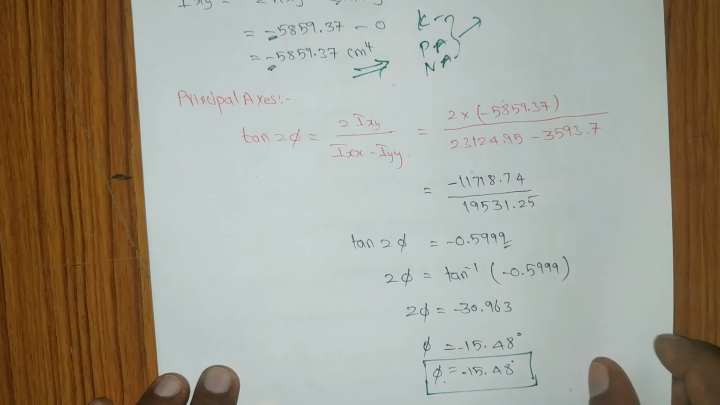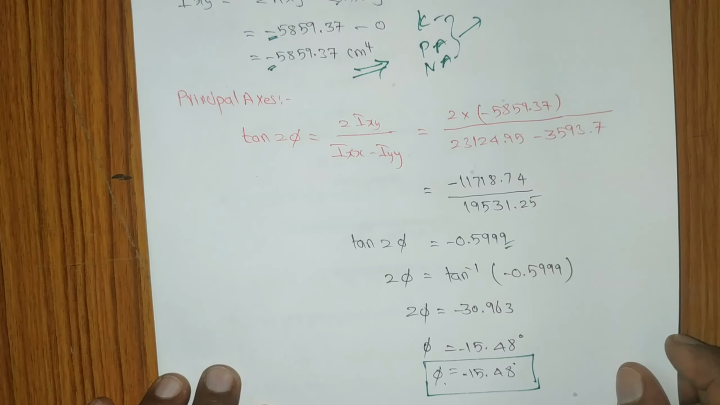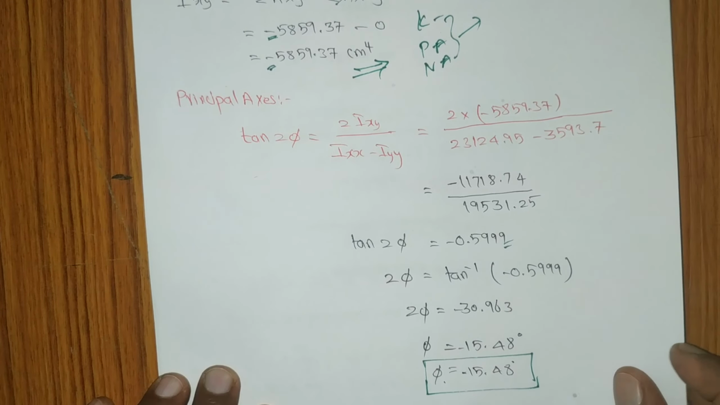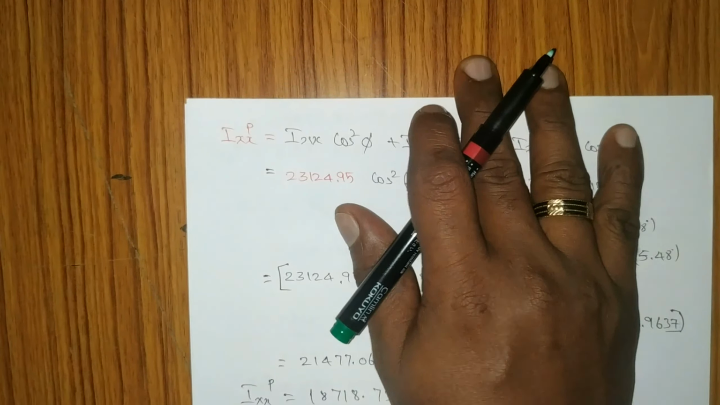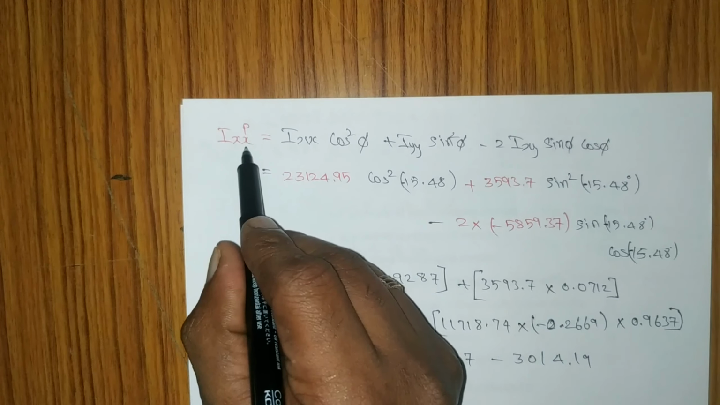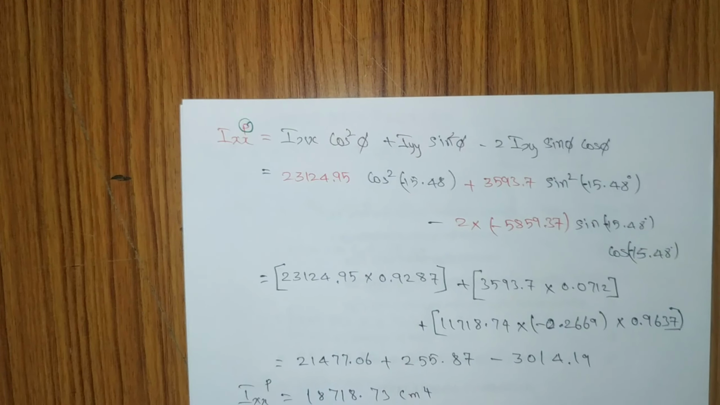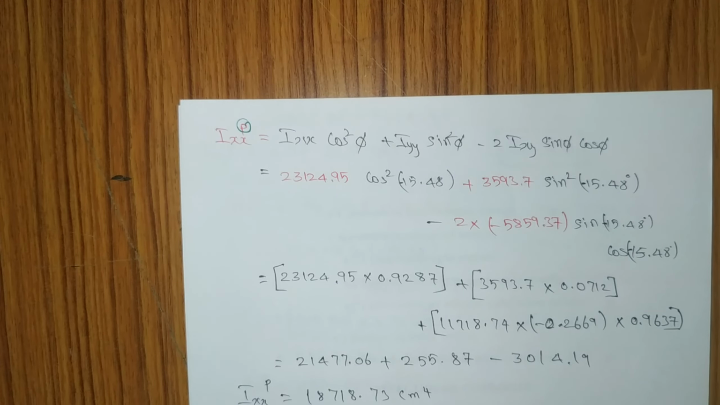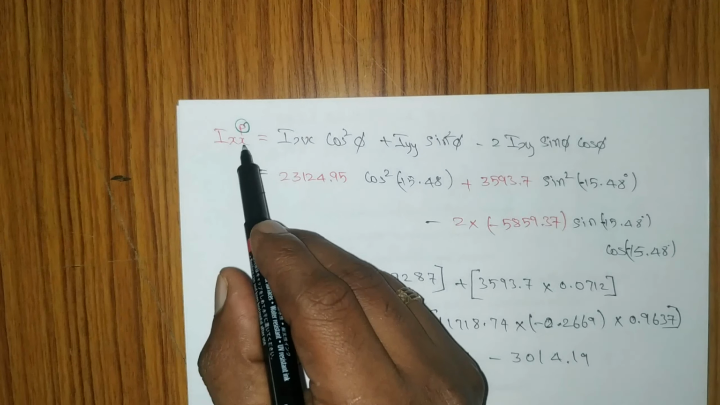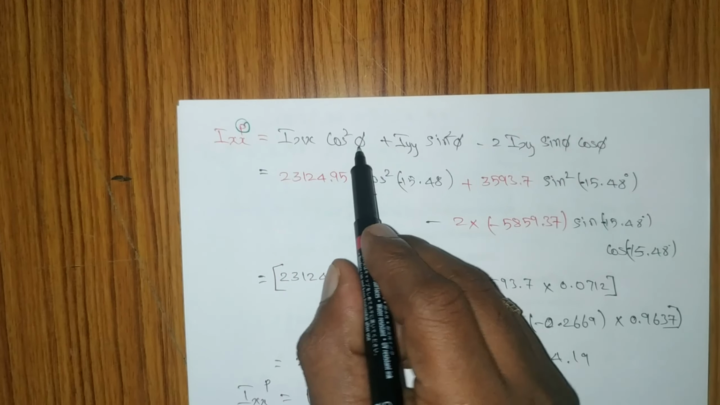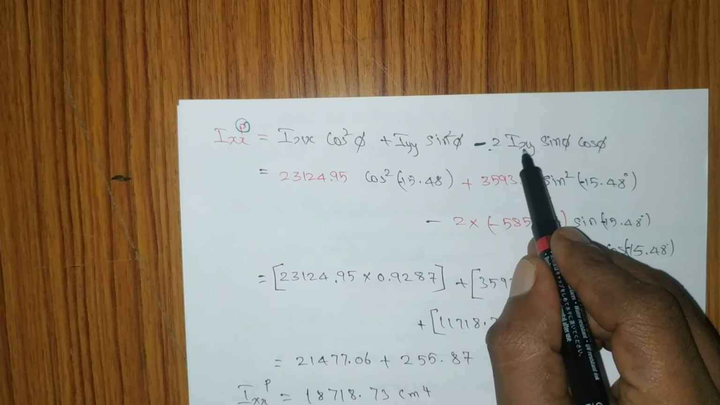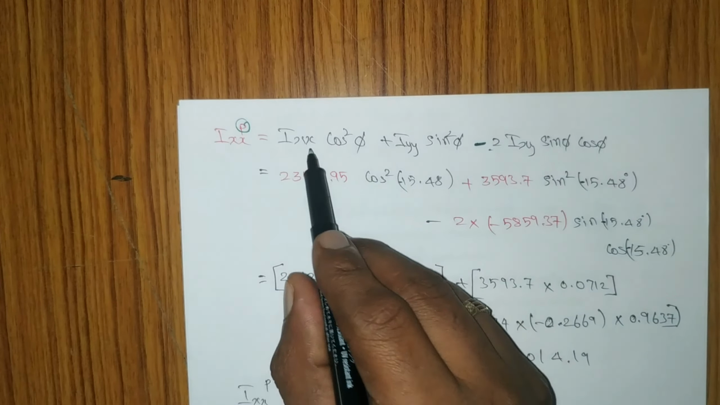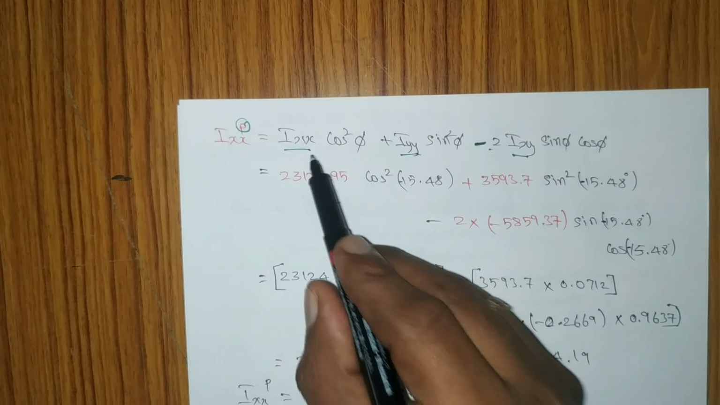Now we are going for the moment of inertia for each principal axis. I mean Ixx principal and Iyy principal, and Ixy principal axis we need to find out. Then we will go for the bending stress formulas. So here we are finding the value of Ixx principal axis, using Ixx, Iyy, Ixy as the reference values. Then Ix principal axis means Ixx cos²φ plus Iyy sin²φ minus 2Ixy sinφ cosφ, so here minus will come. We substitute the Ixx, Iyy, Ixy values here.